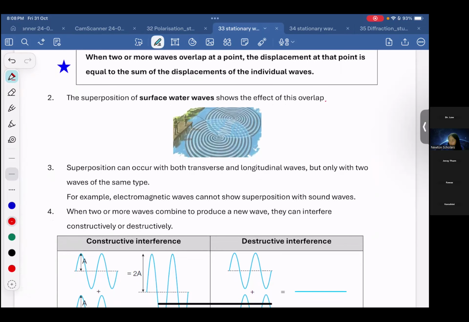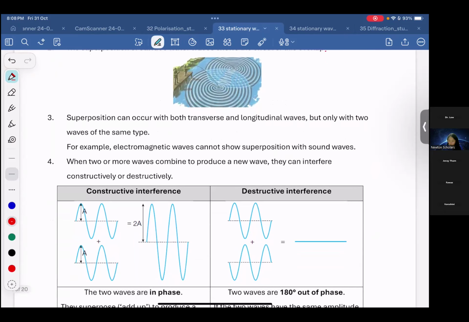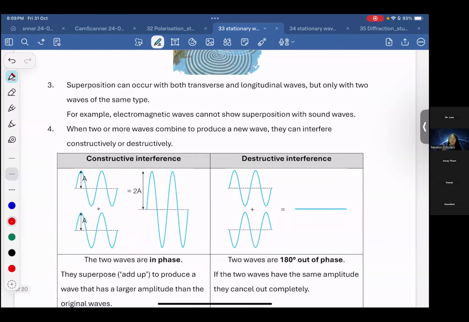If you graduated from the SPM Malaysia syllabus, you actually know this already. Superposition can occur for both transverse and longitudinal waves, but they must be the same type. You cannot say now I use a light and a sound wave for superposition, cannot. Light and light superposition, okay. Sound and sound superposition. You have two loudspeakers connected to your computer. Of course, the sound waves that come out are the same type, and then the same phase. So these two, we can make a superposition. Must be the same type. Cannot be like light and sound superposition, cannot.